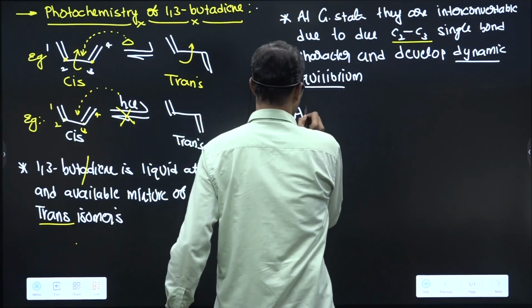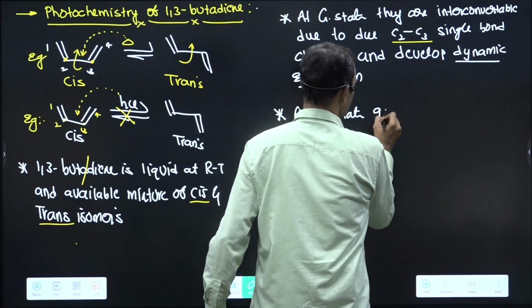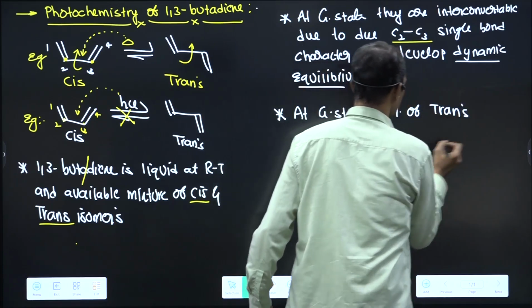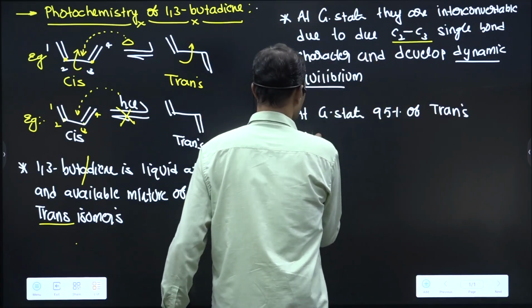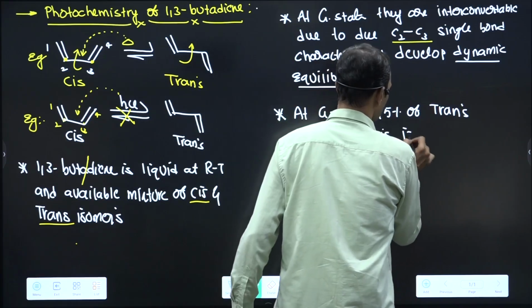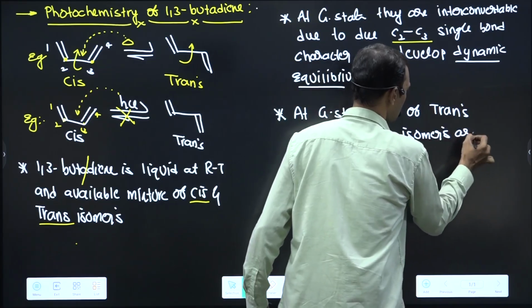Okay. See, at ground state there is 95% trans isomer and 5% cis isomer. Cis isomers are isolated.